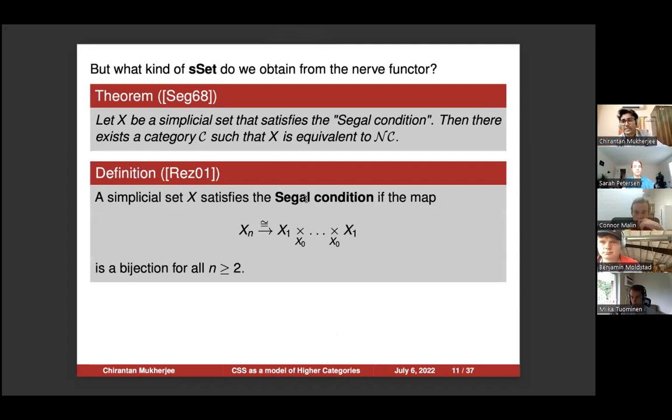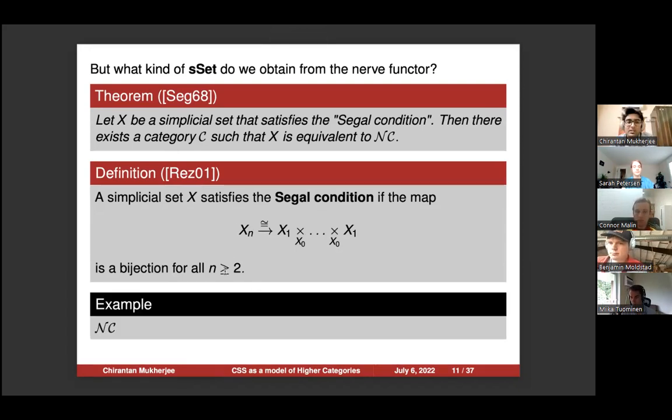Now, what does it mean to satisfy the Segal condition? We say a simplicial set X satisfies the Segal condition if the nth level of X can be written as the product of n copies of X_1, which are joined along X_0. An example of a simplicial set which satisfies the Segal condition is the nerve, which is a trivial example. It's easy to observe because if we replace X_1 by NC_1 and X_0 by NC_0, then the right-hand side is the product of n copies of NC_1 joined along NC_0, which is exactly NC_n by definition of the nerve.